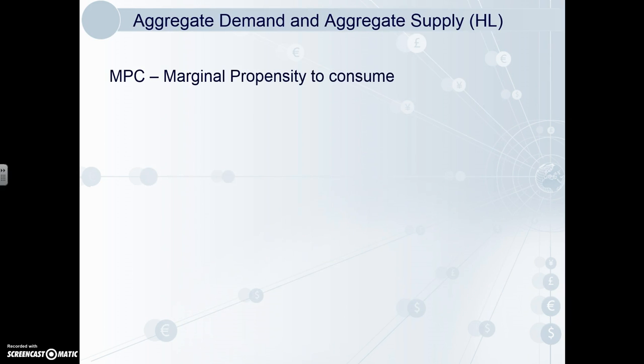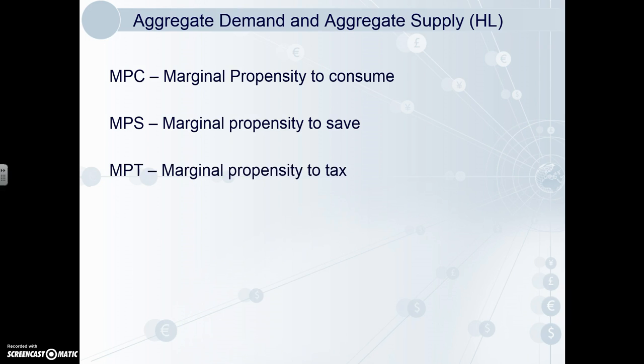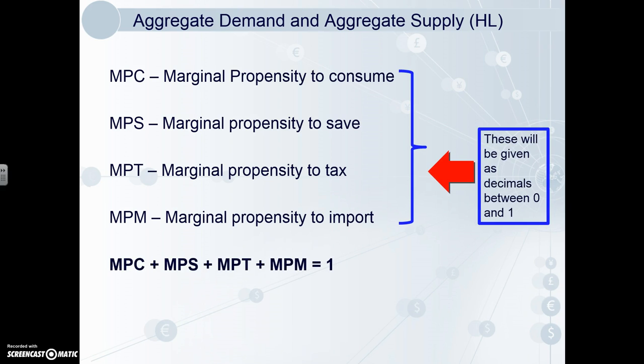Marginal propensity to consume is the proportion of each additional dollar of income used for consumption. Marginal propensity to save is the proportion of each additional dollar of income that is saved. Marginal propensity to tax is the proportion of each additional dollar of income that is taxed. And marginal propensity to import is the proportion of each additional dollar of income that is spent on imports. These figures are given as decimals, and as there is no other destination for income, together they add up to 1. We are mostly concerned with MPC as this feeds back into the circular flow.